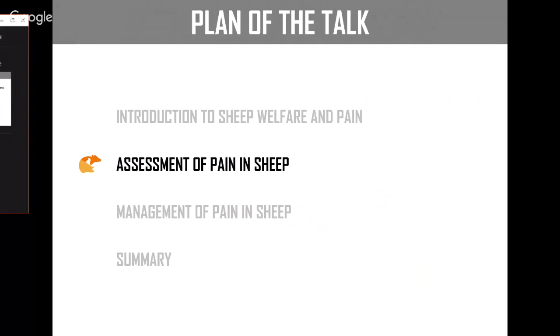Let's talk now a little bit on the assessment of pain in sheep, how we assess pain. And this is important not only because if we are good at assessing pain, we will be able to identify animals that need treatment, but also because if we have good and easy assessment methods, it is very likely that awareness of pain in sheep will increase, and that is going to be good for the welfare of the animals, obviously.